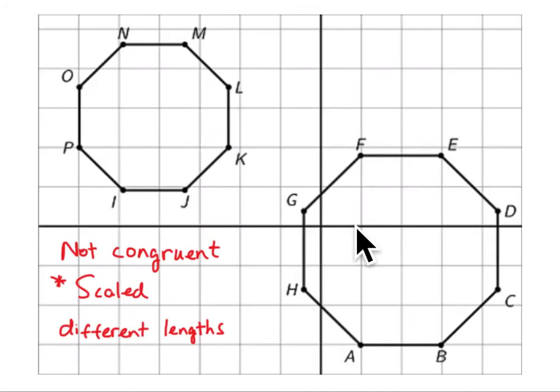These two images are not congruent. They're scaled images, but their side lengths are different lengths. So they're not congruent, but they are scaled. And so they're called similar figures. And that is the idea of the next unit, by the way, Unit 2. All right, so congruent pairs. Lesson 12, Activity 2.